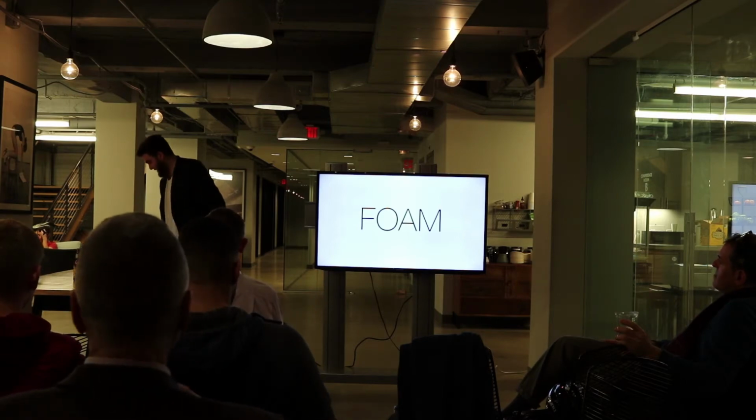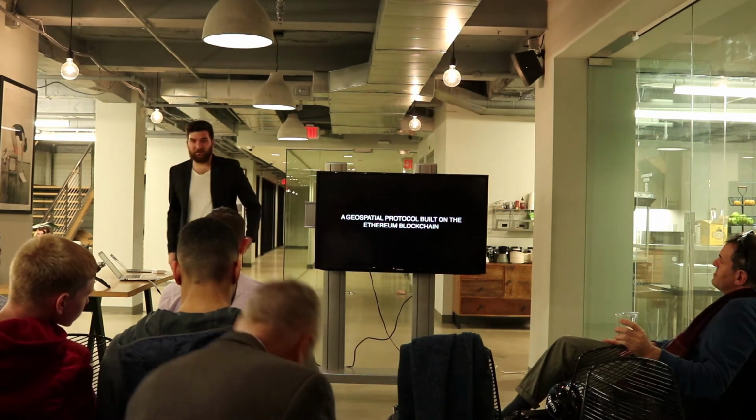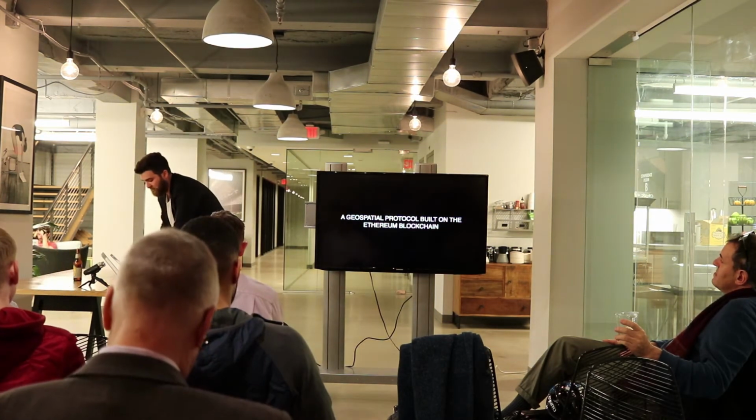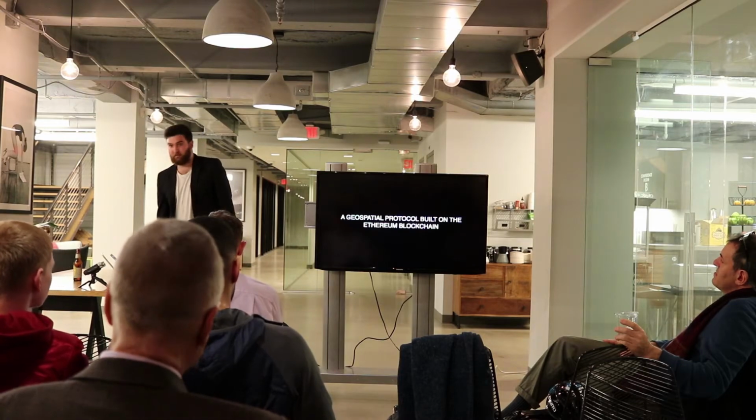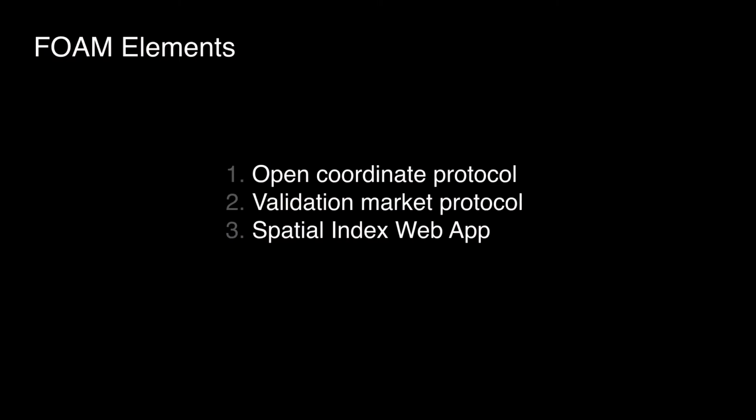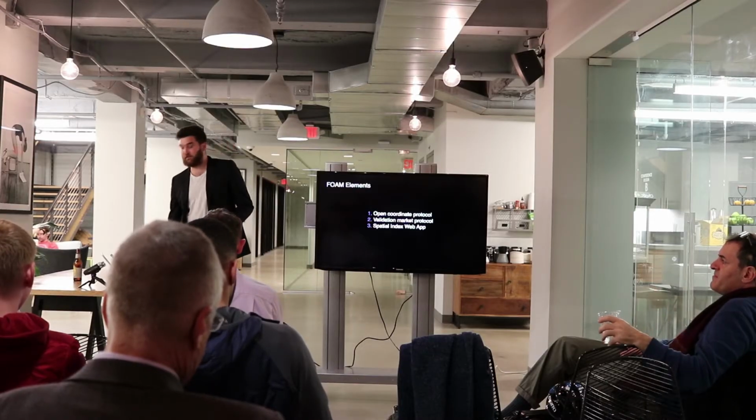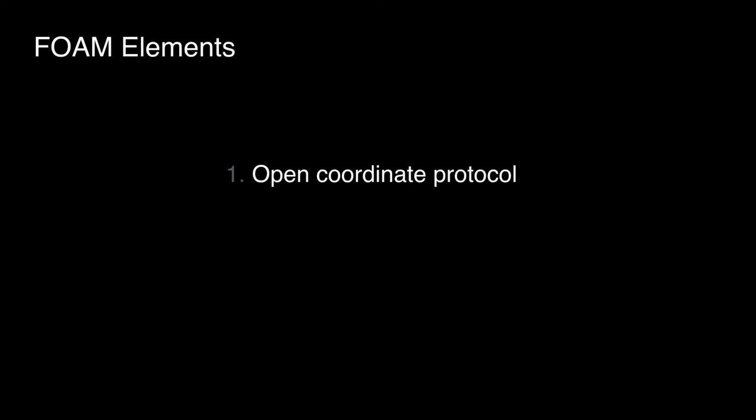Thanks everyone for coming. So I'm going to present about Foam, which is a geospatial protocol built on the Ethereum blockchain. I'm going to walk through the different parts of it. There's actually three main elements to Foam, what we're working on. The first is an open coordinate protocol, so I mean a geolocation protocol for smart contracts to use. And then we're working on a validation system. So how can you validate and prove things that happened in the built environment on the blockchain? And the third thing we're working on is a web app called the Spatial Index. This is kind of a general purpose block explorer to visualize spatial smart contracts. So I'm going to walk through those and then do a demo of this app, and I'm happy to take any questions.